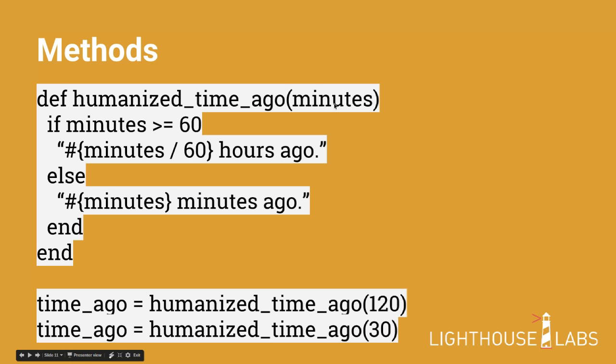So down here, I call this function, I pass it this value, and then Ruby jumps all the way back up to here, assigns 120 to this variable or this argument minutes. And then it asks, okay, well, if minutes is greater than or equal to 60, then we interpolate a string. In this case, it'll be 120 divided by 60 equals 2. 2 hours ago, comes down here and assigns it to that variable.